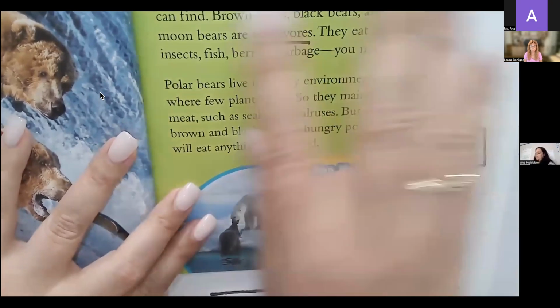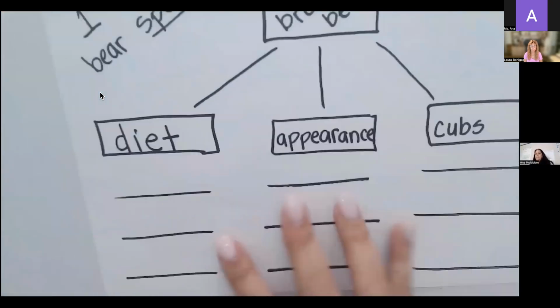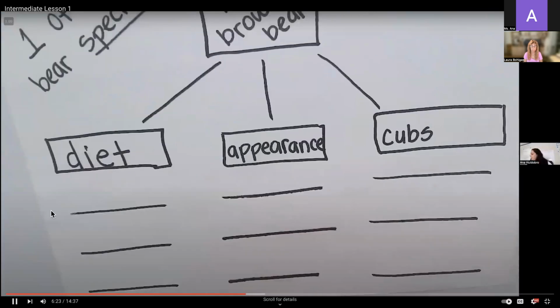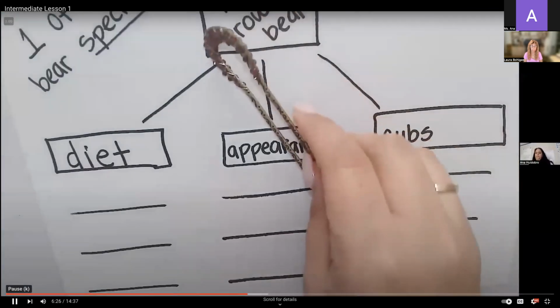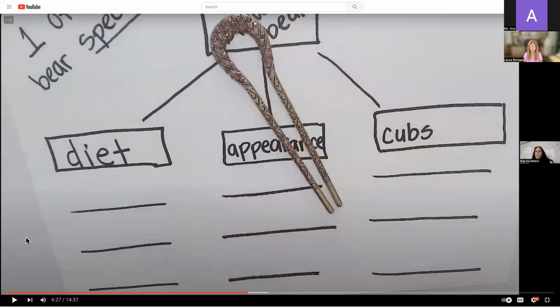Okay, so here, this page, was it talking about diet, appearance, or cubs? Pause, please. Was it talking about diet, appearance, or cubs? I'll take a hand, please. Okay. Trixie, what was it talking about? Diet. Tell us again, Trixie. What does diet mean? What do they eat? Excellent. Play, please.